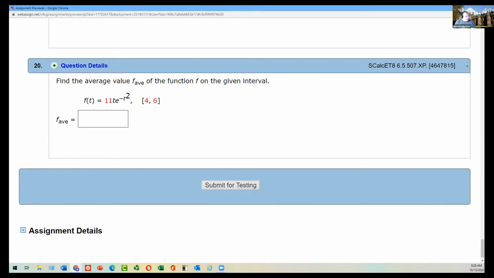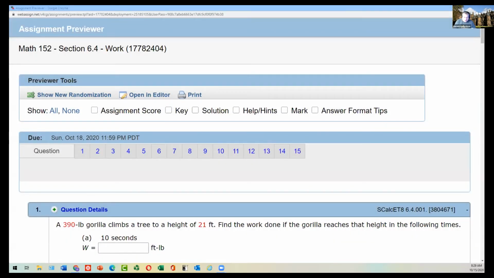Okay, then that is the end of that, I hope. And we are now going to be looking at the last section that we need to worry about for the test. So, what is section 6.4 called? Well, it's got a nice short name.